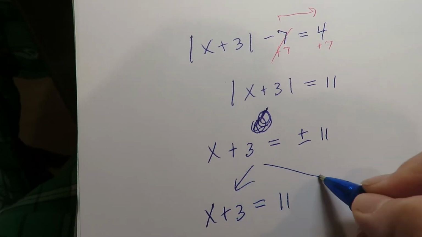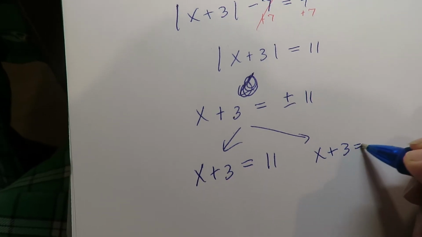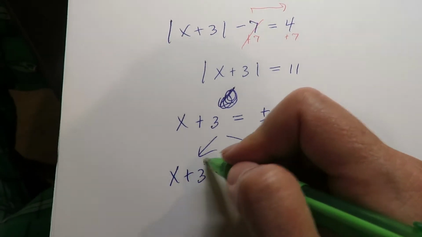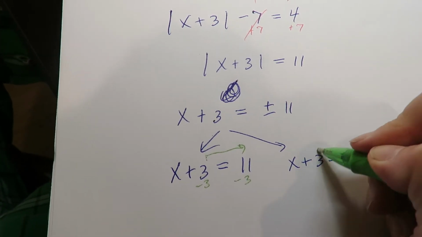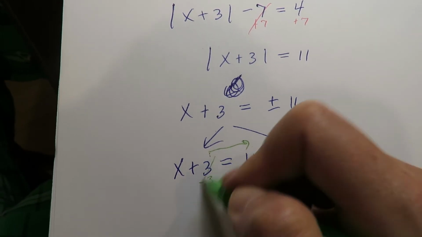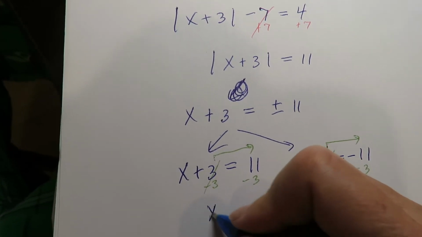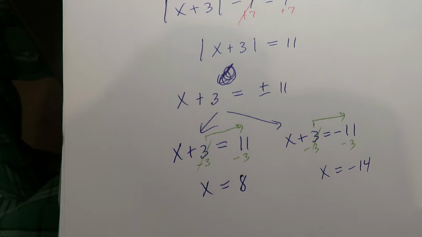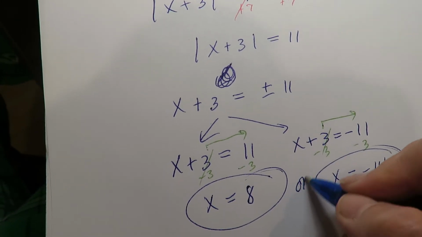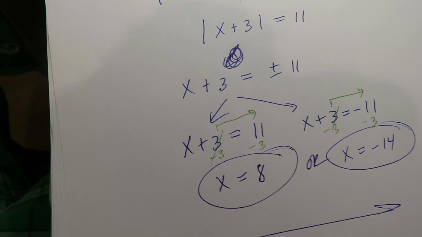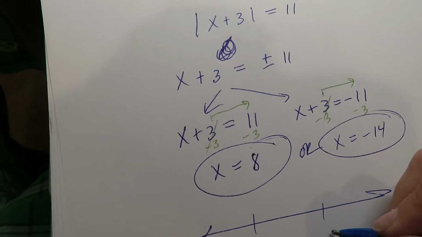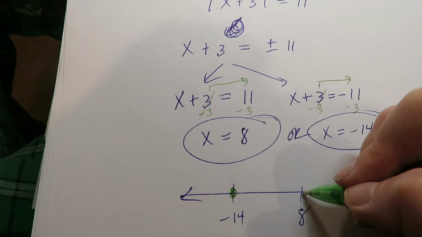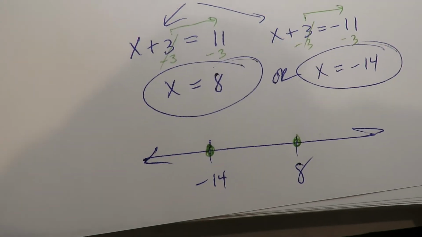So it's going to equal positive 11, and this stuff is going to equal negative 11. So this kind of idea, and then you go ahead and solve it. You just want to get the 3 out of there. Okay, so we get the negative 14, and we have the 8. Remember, it's just 2 dots.